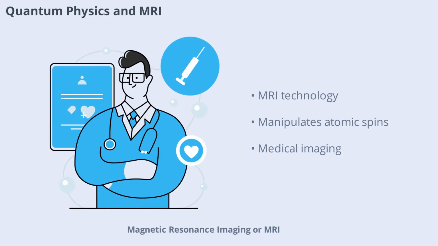Magnetic resonance imaging, or MRI, is a medical technology that relies on quantum physics. MRI machines use strong magnetic fields and radio waves to manipulate the spins of atomic nuclei in the body. The signals produced are used to create detailed images of organs and tissues, helping doctors diagnose and treat diseases.